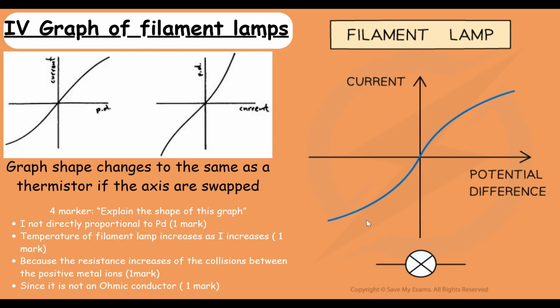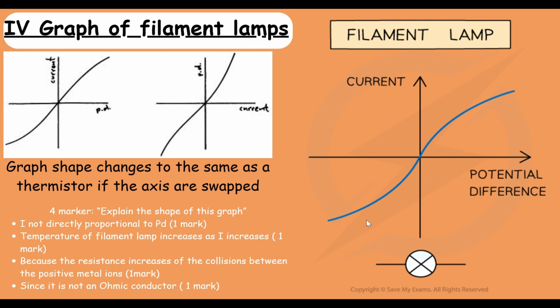Looking at the IV graphs of filament lamps, you can see that there are two different graphs depending on where the axes are. If you've got the normal current on the y-axis and the potential difference on the x-axis, then it's going to curve like that. But if you swap the axes around, it's going to curve the opposite way. And there's often a 4 marker attached to looking at the IV graph of filament lamps, and the 4 marker itself is: explain the shape of the graph.